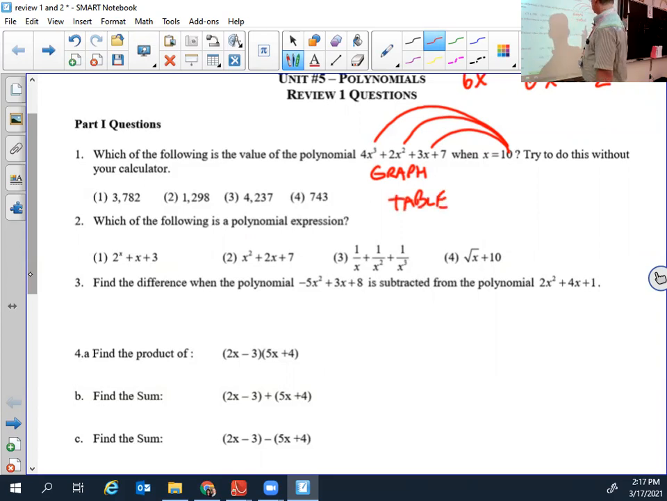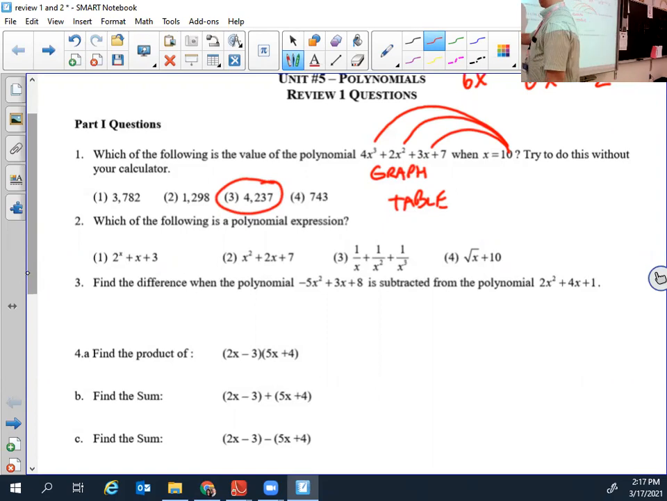Or you could store 10. We did that in the beginning of the year, so you'd use the X control button next to the equal sign, and then 10, and then type that in, and it would give it to you. That's 4,237 right there. Okay, yep, I did that in my head.